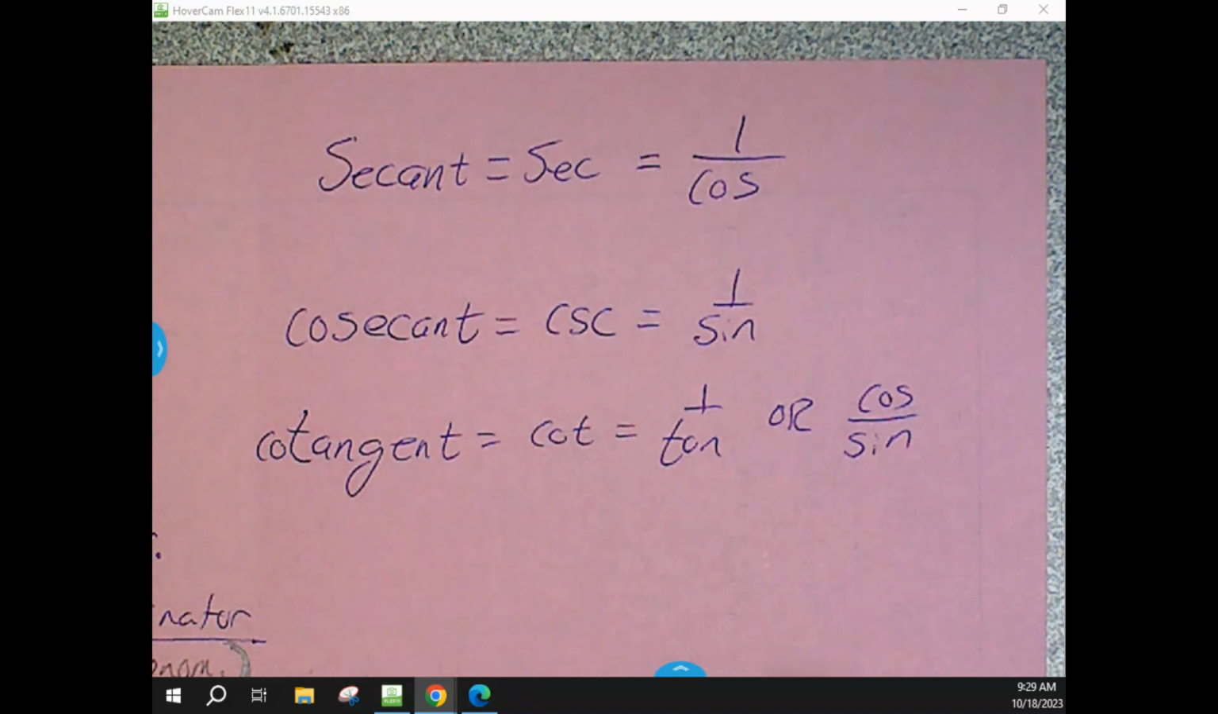Okay, and we're getting really close to the end on this one. All right, everybody got all those written down there?